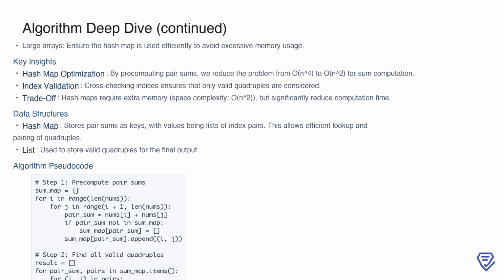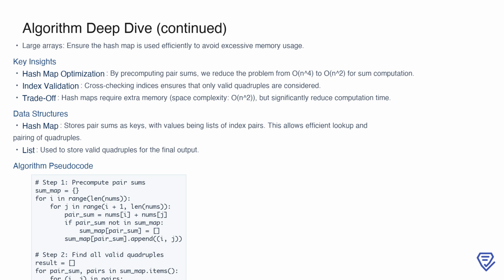However, this improvement comes with a trade-off. The hash map requires additional space to store pair sums, resulting in a space complexity of n squared. To ensure our solution remains efficient, we must carefully validate indices when combining pairs from the hash map. This prevents invalid quadruples from being included.